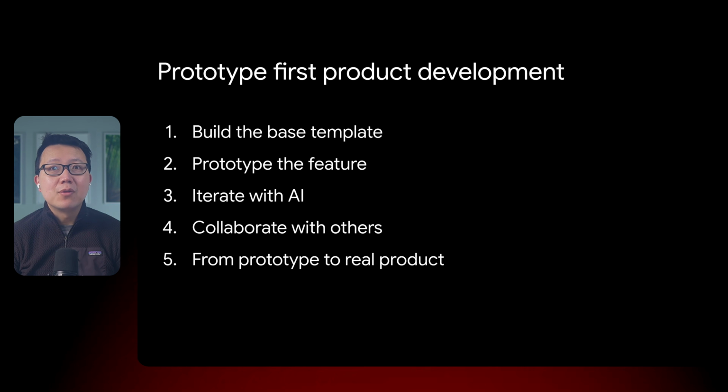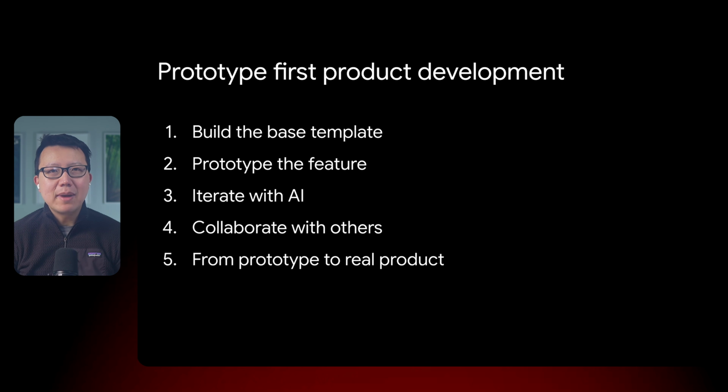So I've been a PM for over a decade, and prototyping has completely transformed how I build products. And basically it comes down to these 5 steps. Build the base template, prototype the feature, iterate with AI, collaborate with other people, stakeholders, actual real customers, and finally go from prototype to real product. So I'm going to walk you through all 5 of these steps with a real example. But first, let's take a look at what full stack Google AI Studio is capable of.